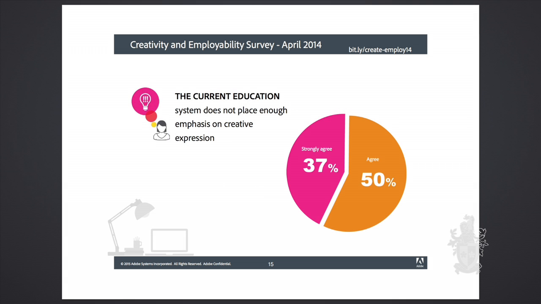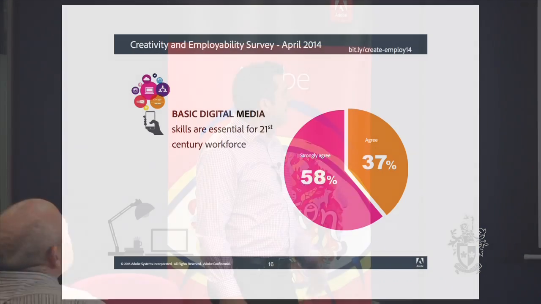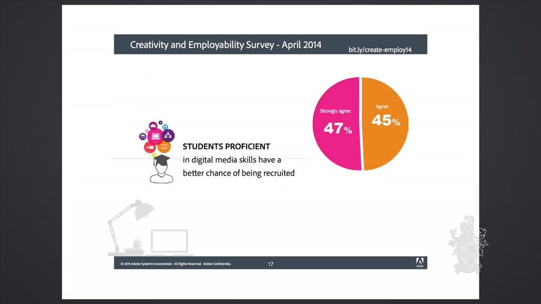Next main finding, the current education system does not place enough emphasis on creative expression. We did offer disagree, not sure and strongly disagree, but it's fascinating to see such a strong swing towards strongly agree and agree with all these statements. Basic digital media skills are essential for the 21st century workforce. Look at those stats. This is coming from the educators, so it's an important issue for the education world. Students proficient in digital media skills have a better chance of being recruited. From an education perspective, there's the mix of strongly agree to agree. You can work out how many people disagreed just by looking at that.